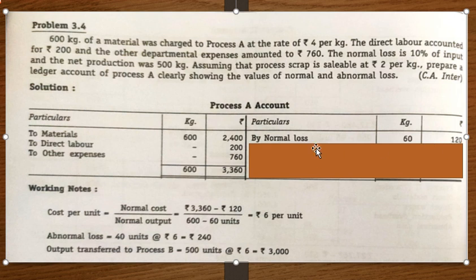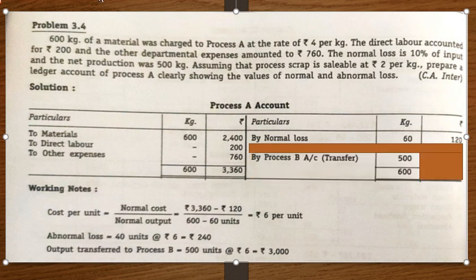Next we need to check whether they've given your output units, or what production is made for this process. Yes, they've given the net production, which was 500 kg. So we will consider your net production in your output column. The output is given in the problem, which is 500 kg. So we will be writing here, by process B's account, transfer.